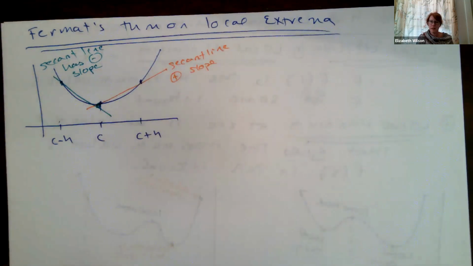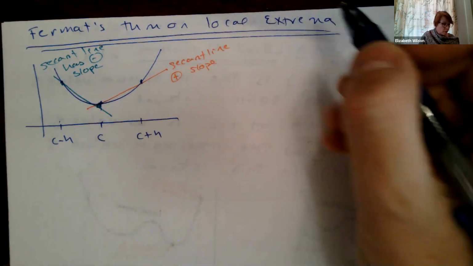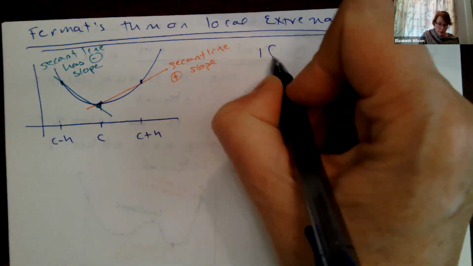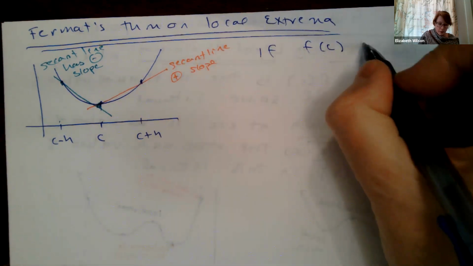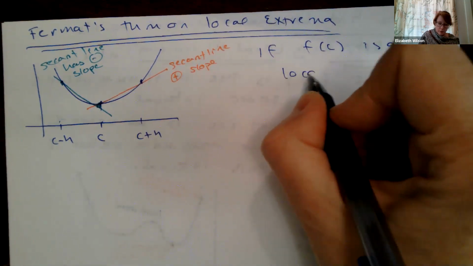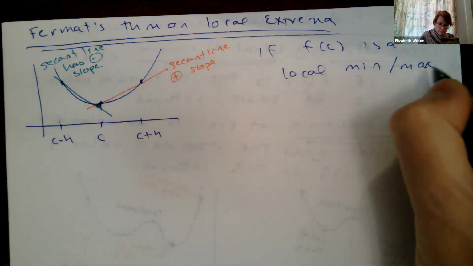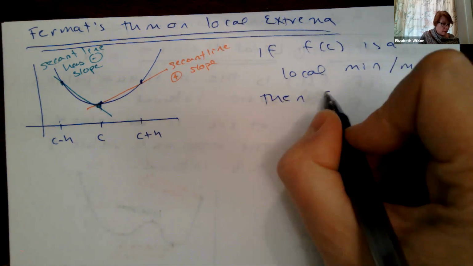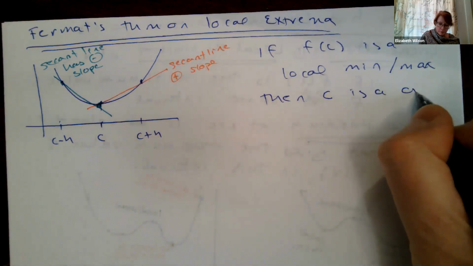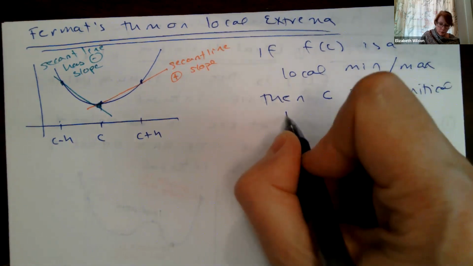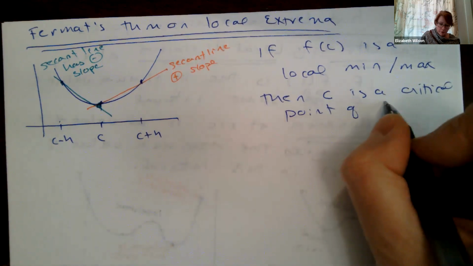Okay, my tangent line, my secant line, sorry, is downward facing, has a negative slope. So basically what Fermat's theorem on local extrema says is if f of c is a local min, in this case it's a local min, or it's a local max, then c is a critical point of f of x.